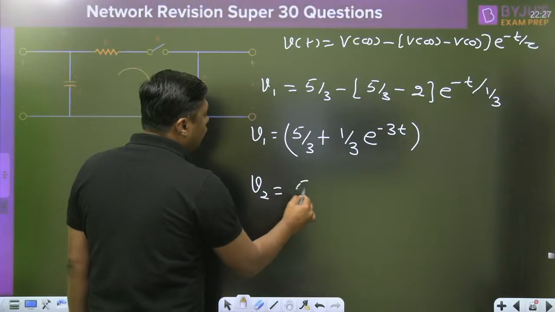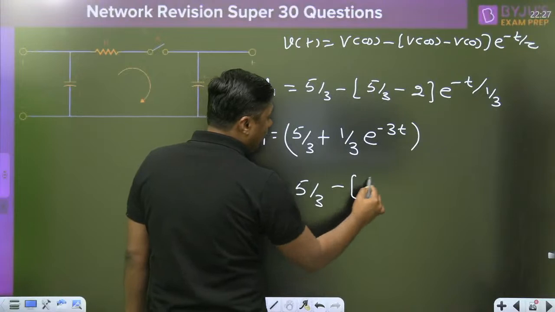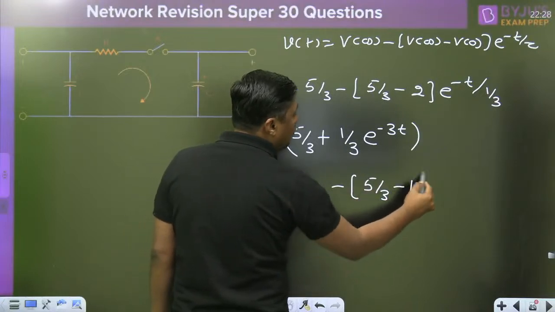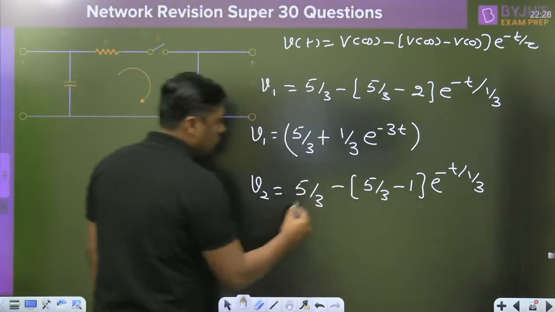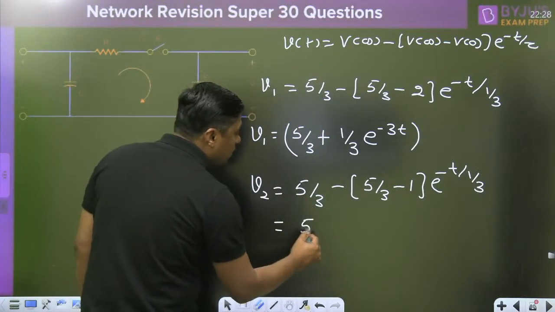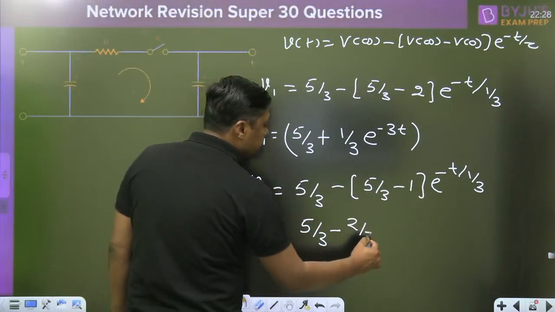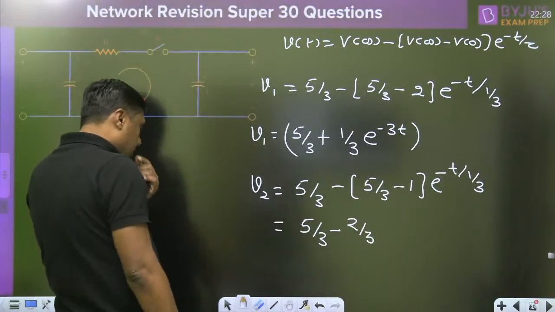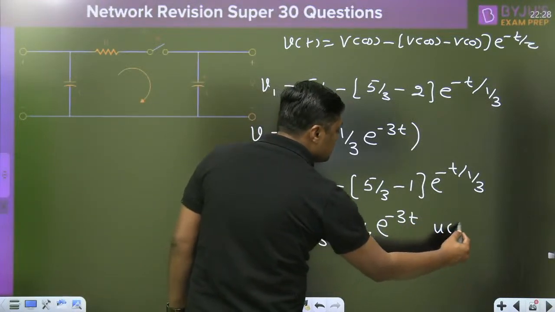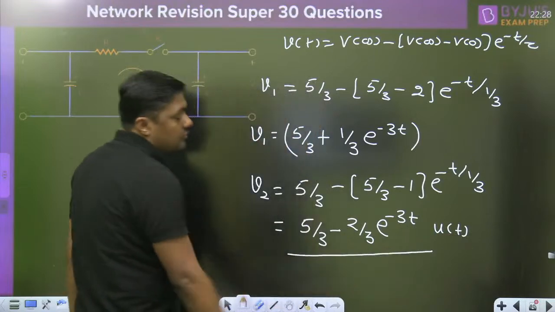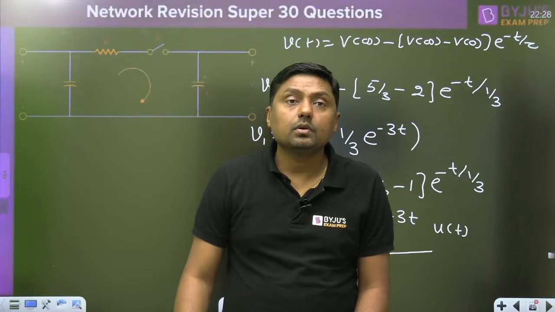What is the final value? 5 by 3. What is the initial value? Minus 5 by 3, 1 volt, e raised to power minus t by 1 by 3. What is the answer? 5 by 3 minus 2 by 3 e raised to power minus 3t. 5 by 3 minus 2 by 3 e raised to power minus 3t.